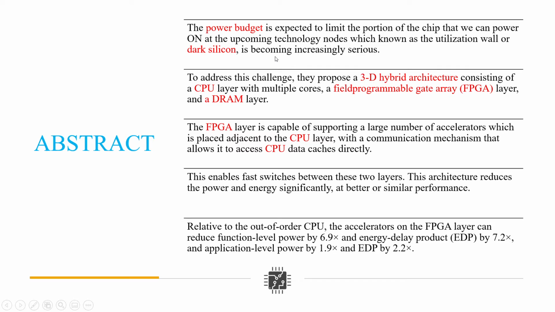The power budget is a way to limit the portion of the chip that we can power on at the upcoming technology nodes. This problem, known as the utilization wall or dark silicon, is becoming increasingly serious. With the introduction of 3D integrated circuits, it is likely to become more serious. So how to take advantage of the extra transistors made available by Moore's law and the 3D ICs within the power budget poses a significant challenge to system designers.